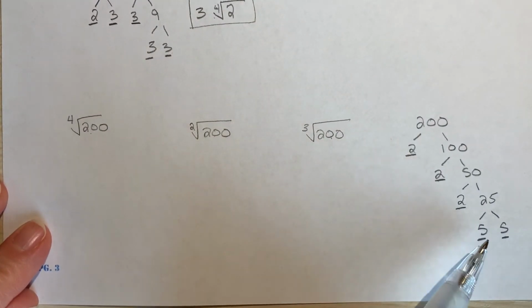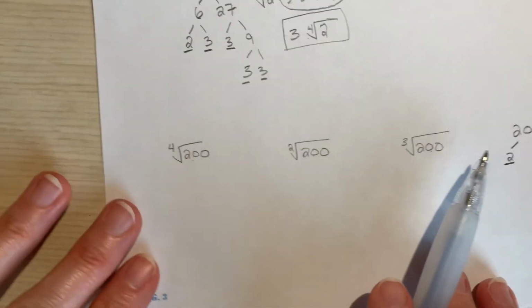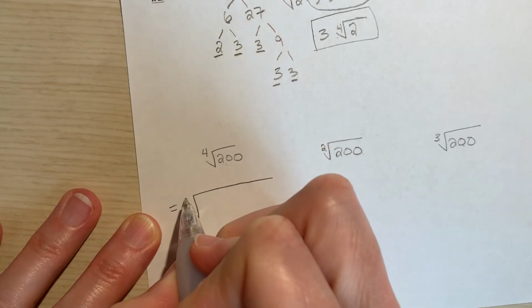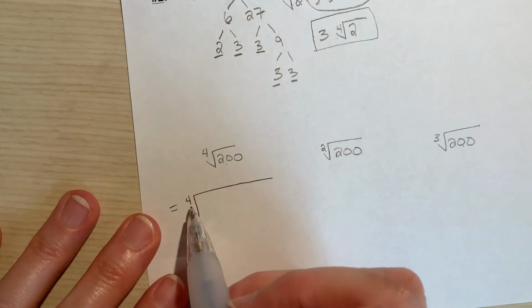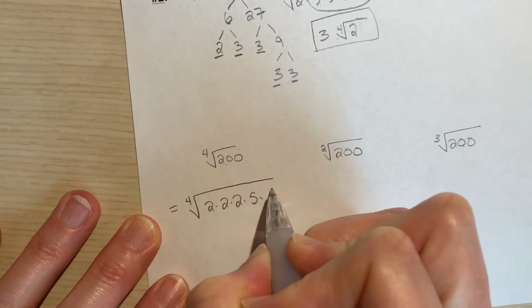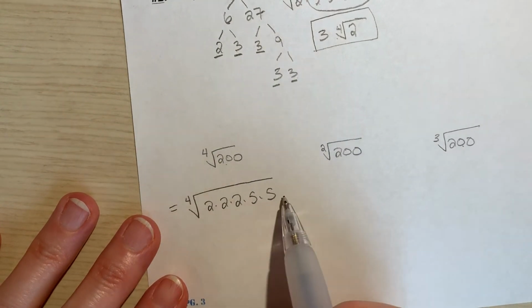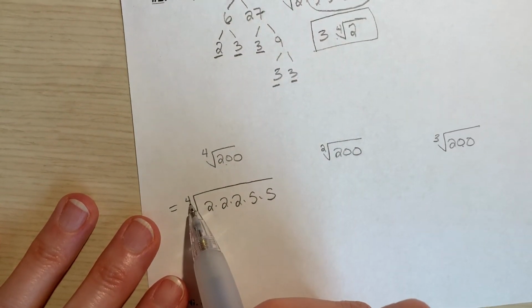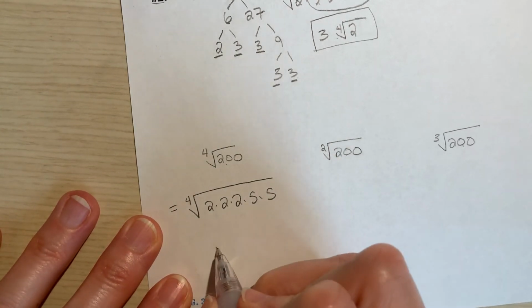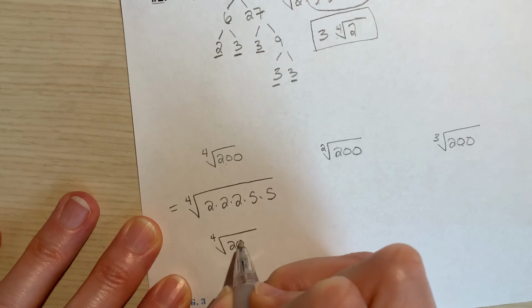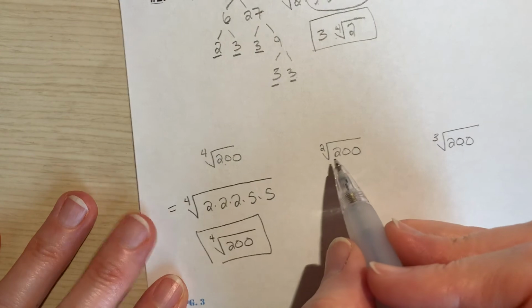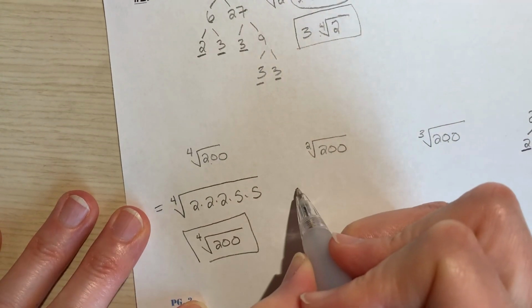Okay, so this is the tree for 200. 2 times 2 times 2 times 5 times 5. That's going to be the same for all of these. All that's going to be different is the jailbreak part. So I'm going to write this as the 4th root of 2 times 2 times 2 times 5 times 5. Now in this example, I need groups of 4 for a jailbreak. If I look at this, I have no groups of 4. So that means I cannot simplify that further. So this is my answer. This is fully simplified.